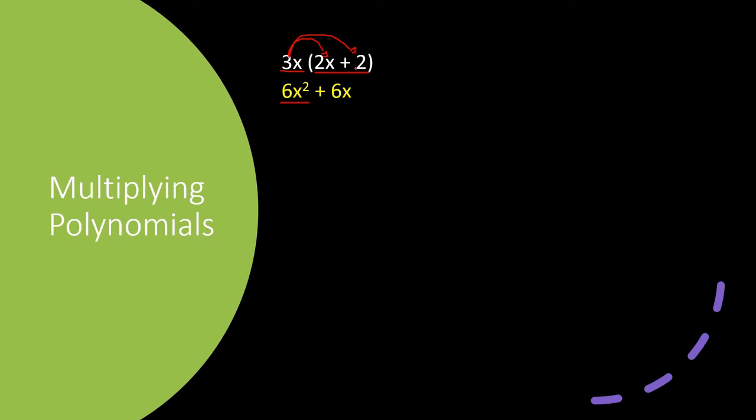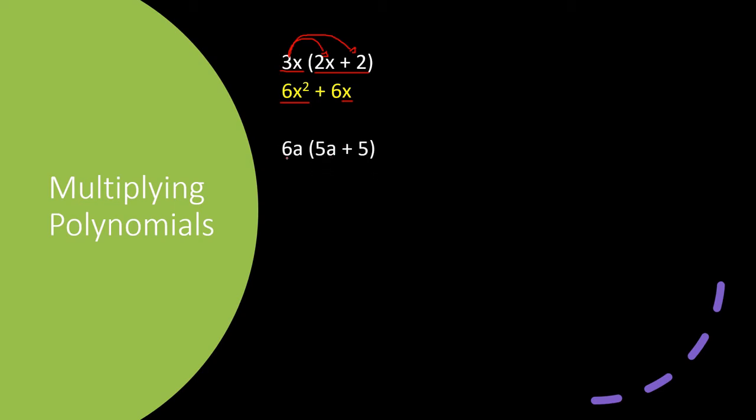3 times 2 is equals to 6. And then the x, we just move it over, or like I said, it goes along for the right. We get rid of the parentheses, and this, my friends, is the answer for this multiplication. Okay, let us look at the next example.